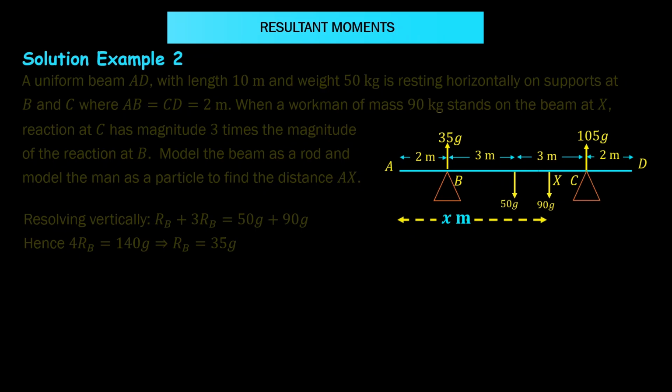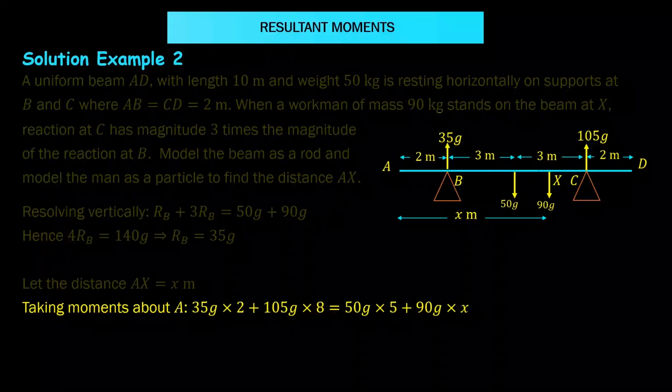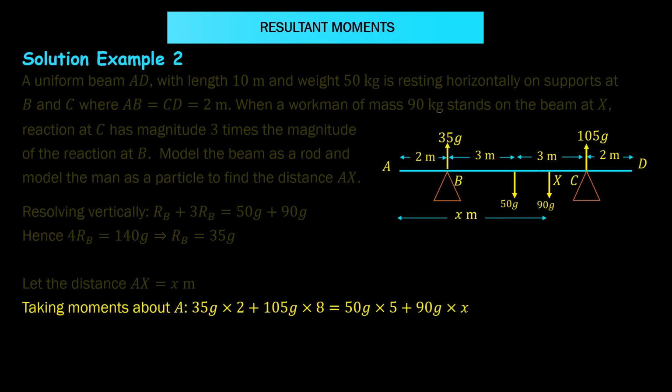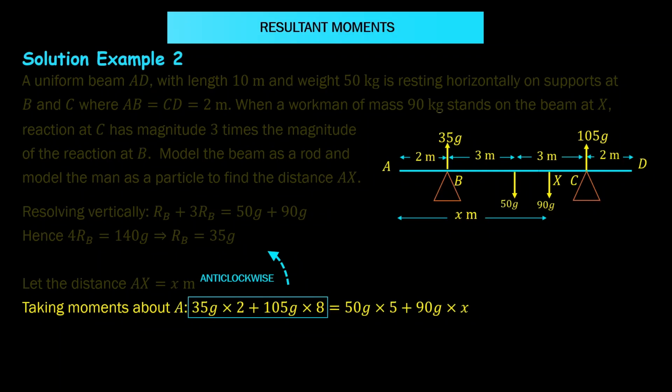Suppose that the distance from A to X is equal to x meters, as shown. If we take moments about A, notice that the rod is in equilibrium, so the clockwise and the anti-clockwise moments are equal. So taking moments about A gives us 50g times 5 plus 90g times x equals 35g times 2 plus 105g times 8. These, of course, are the anti-clockwise moments.